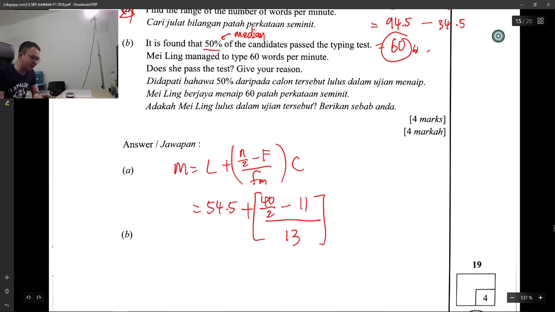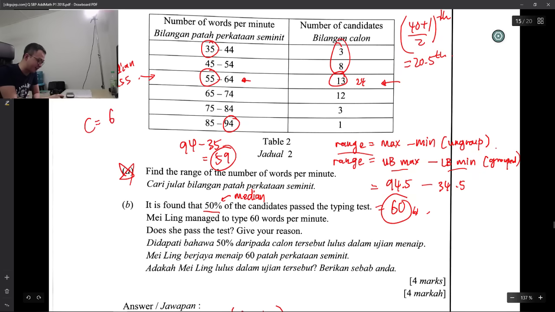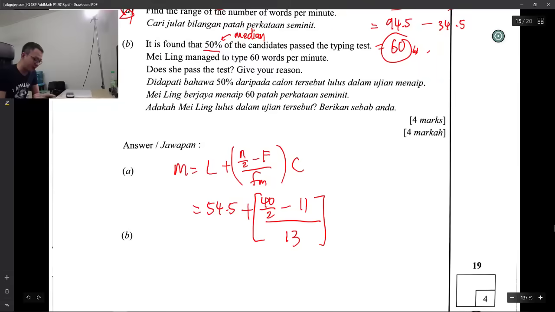So in order to get the class size, right? Class size we will use the upper bound minus lower bound of the class limit. So in order to get the C, I will take 64.5 minus 54.5. So my class size should be 10. So therefore, this one should be 10. So I will use the calculator to find what is my median score first.